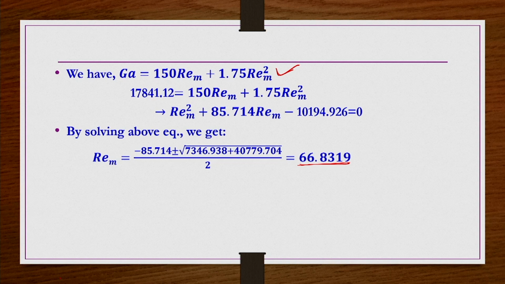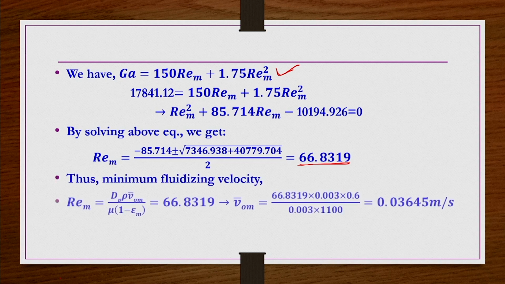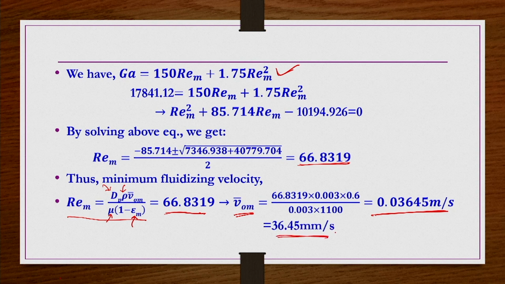Now, Re_m we know as rho dp U_0m bar by mu (1 minus epsilon m), for packed and fluidized bed. So, you use it here and equate this to 66.8319. In this equation, dp is known, Re is known, mu is known, epsilon m is known. So, you can calculate U_0m bar. It comes out to be 0.03645 meter per second or 36.45 millimeter per second. So, that is the minimum fluidization velocity.